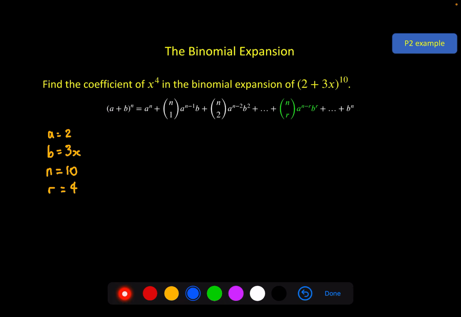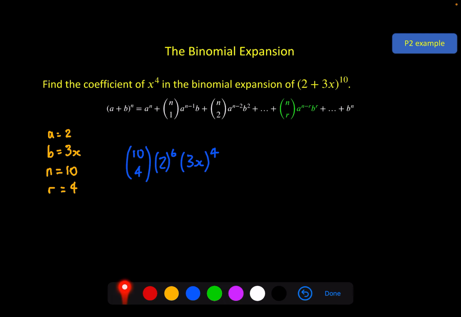So deciding what r is, we can now use our green general term to find out the coefficient. So n is 10, r is 4, so it's 10 choose 4, times a, which is 2, to the n minus r, so we've got 10 minus 4, that's 6, times b, 3x, to the power of r, which is 4.